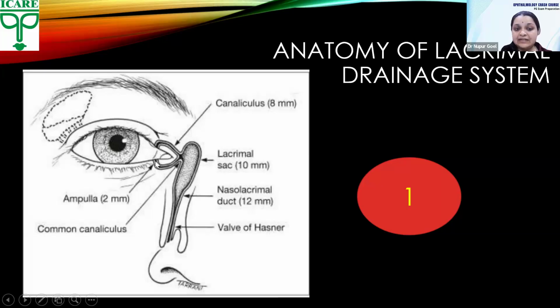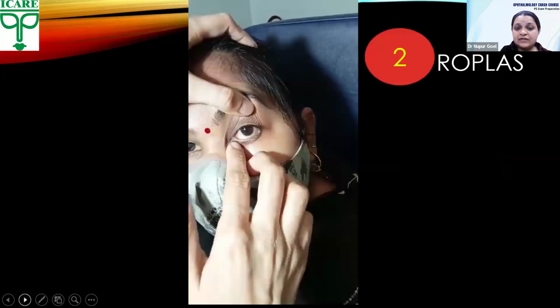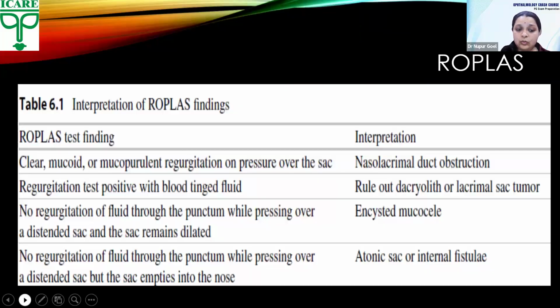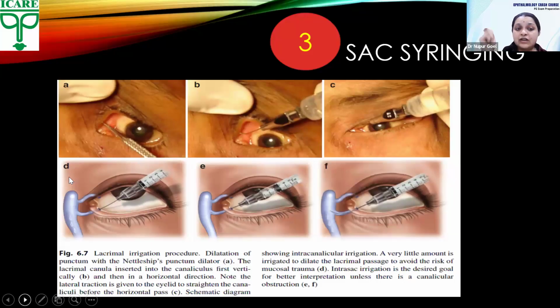One must be aware that there's a vertical and a horizontal part, which then opens through the common canaliculus into the nasolacrimal sac, and then this opens via the nasolacrimal duct into the inferior meatus of the nose. Knowing this is important because this is how you should proceed with syringing. Whenever you're syringing, you must first go vertical, then stretch the lid to make the vertical and horizontal parts align, and then go horizontal.